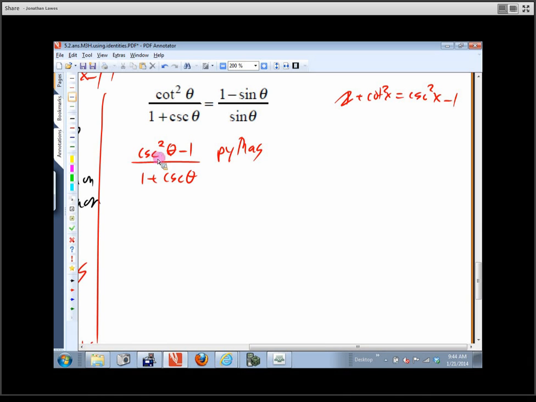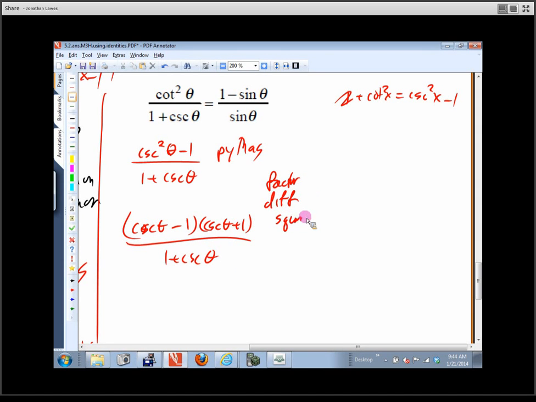So if I were to factor this, here's what I'd get: cosecant of theta minus 1, cosecant of theta plus 1, over 1 plus cosecant theta. Now, if we take a good look at that, factor difference of squares, how is that helpful? Even though this is a 1 plus cosecant and this is a cosecant plus 1, by the commutative property of addition we can move those around and cancel them off. So we're going to cancel common factors.